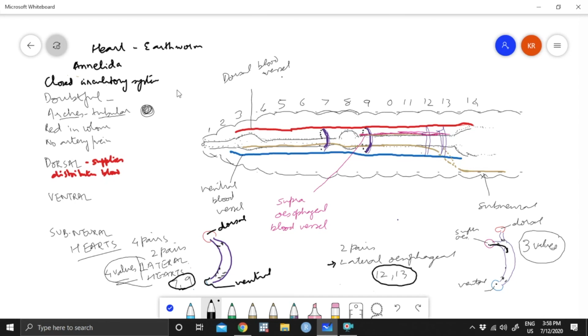Remember that earthworm has got a closed circulatory system. Blood is having a pigment which is hemoglobin. However, there is actually nothing called as artery or vein, but we are showing in colors to represent the 2 major blood vessels. So this is what we want to discuss regarding the earthworm.